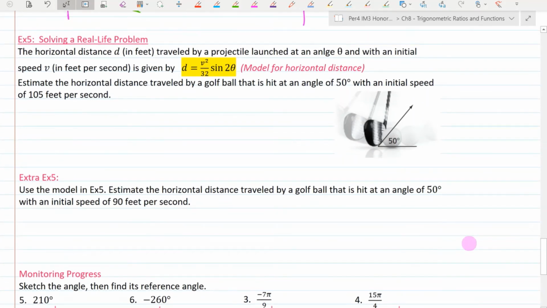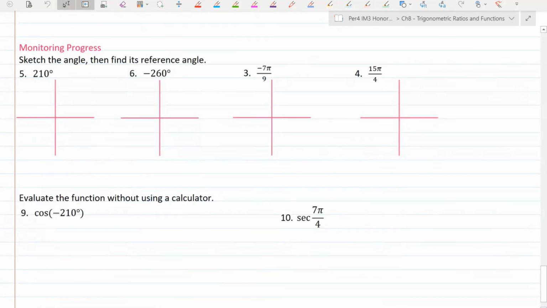All right, I'm going to go ahead and skip example 5. So let's go ahead and do 5 through 10. I want you to find the reference angle and the quadrant for these. Okay?